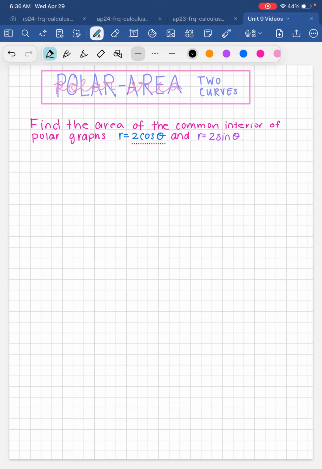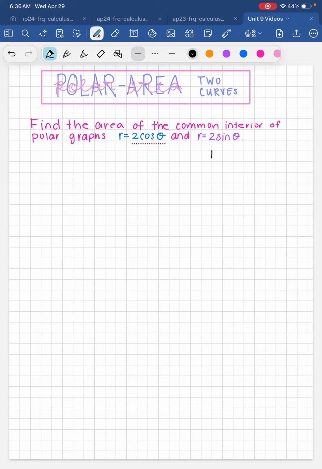So today we're going to talk about polar area between two curves. I have a question here and I'll show you how I teach it in class. It says find the area of the common interior of polar graphs r equals 2 cosine theta and r equals 2 sine theta.